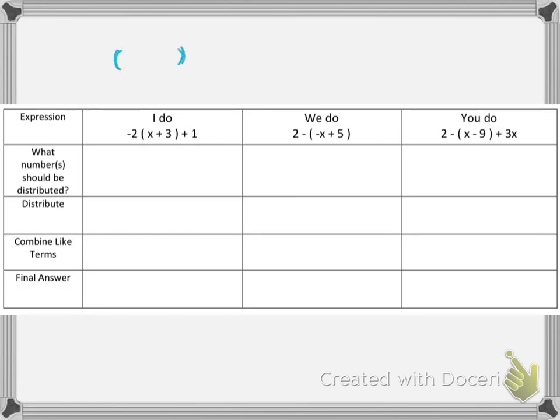So for the first one, I see a -2. I'm going to go ahead and grab that and distribute it into the parentheses. So the number that should be distributed will be -2. What did I circle? I circled -2. Now I'm going to go ahead and distribute. Remember, I'm going to distribute with multiplication. So I have -2 times x plus -2 times 3 plus 1.